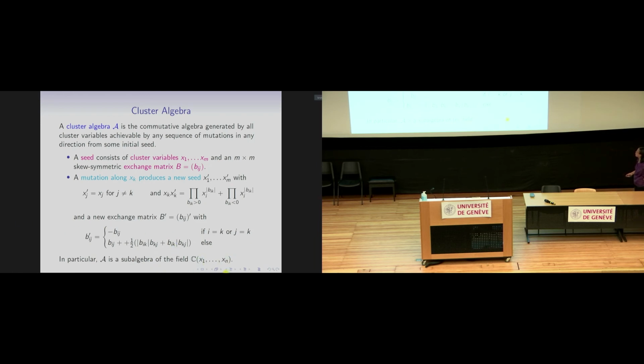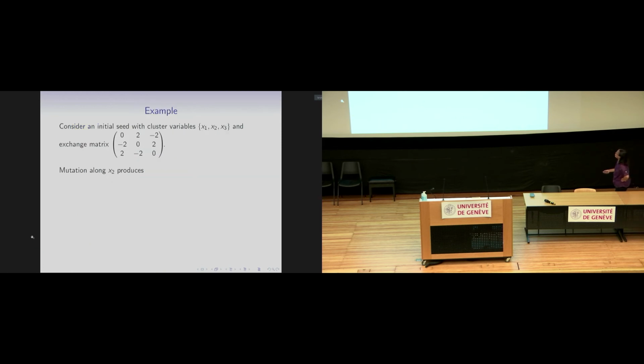By definition, this is an algebra generated by x1 through xm, and there are some relations going on here. But in any case, this is a subalgebra of a field. A field has no zero divisors, and so this cluster algebra has no zero divisors by definition. Let me do an example just so that it's clear.